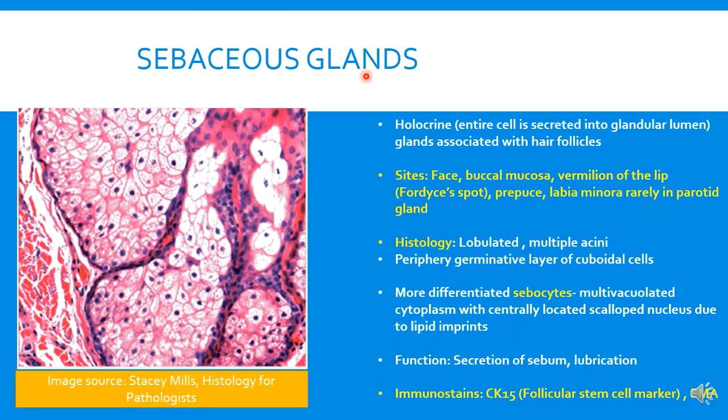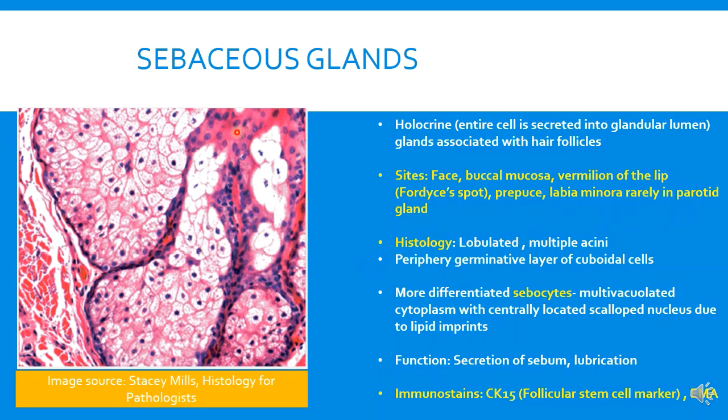So, sebaceous glands. Sebaceous glands are a group of holocrine glands. Holocrine means the entire cell is destroyed in the process of secretion of sebum, and the entire cell is secreted into the glandular lumen. Sebaceous glands are always associated with hair follicles. A pilar unit comprises a hair follicle, sebaceous glands, and erector pili muscle, and eccrine and apocrine glands when present. Sebaceous glands are commonly seen on the face, buccal mucosa, vermilion of the lip, and prepuce, and labia minora, and rarely in parotid gland.